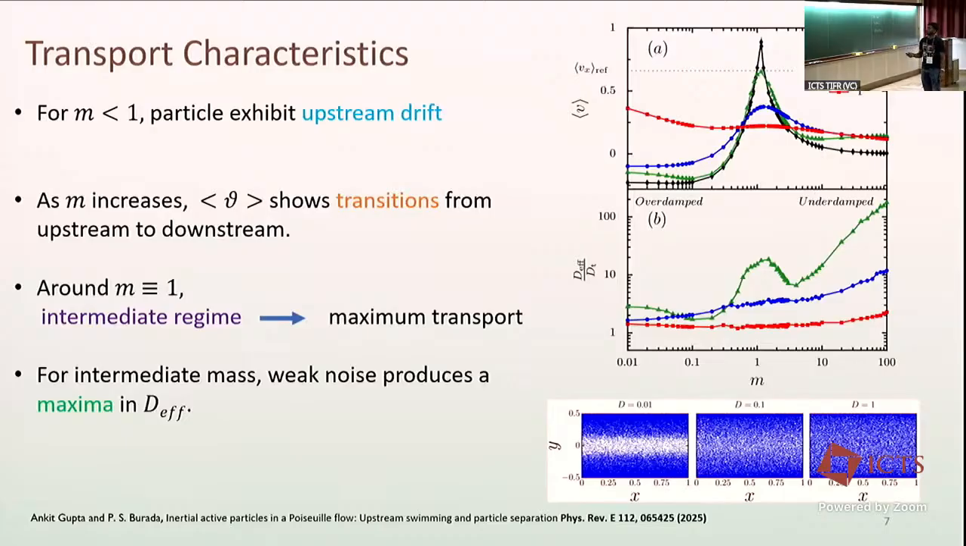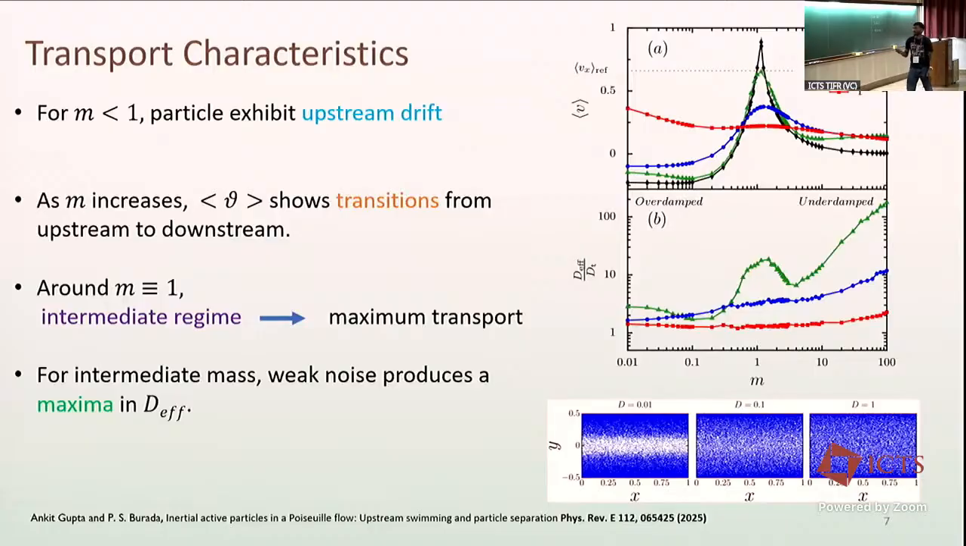In the lower mass regime, particles are showing upstream motion, then at the intermediate regime we get downstream motion, but with maximum transport, and then there is a trap along the walls.